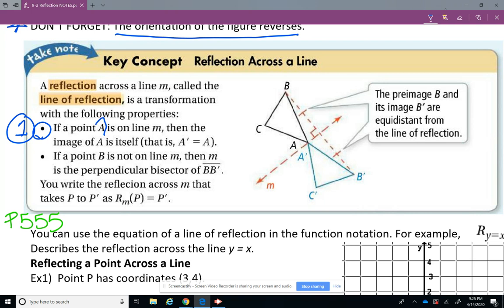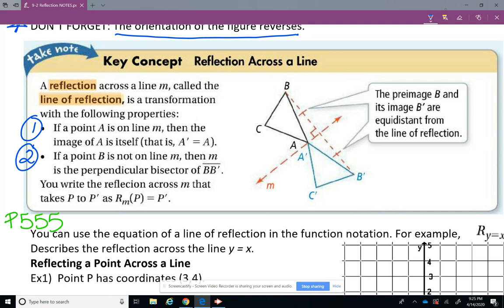If point A is on line M, okay, let's look at this. You see that point A is on line M? All right, then the image of A is itself. So I can't reflect A across a line that it's sitting on. So if A is on the line, then when it's reflected, A and A prime are actually the same point. Okay?